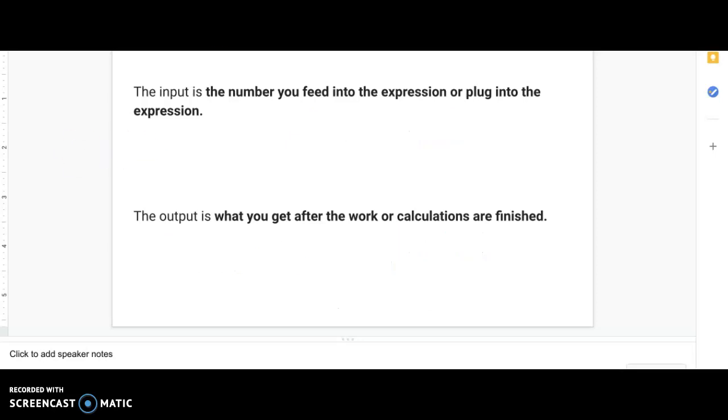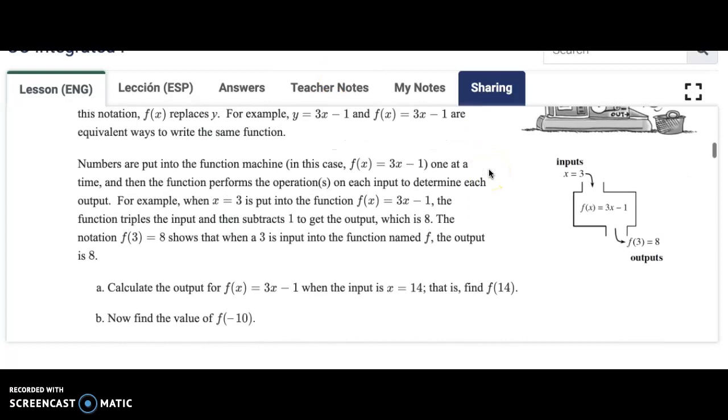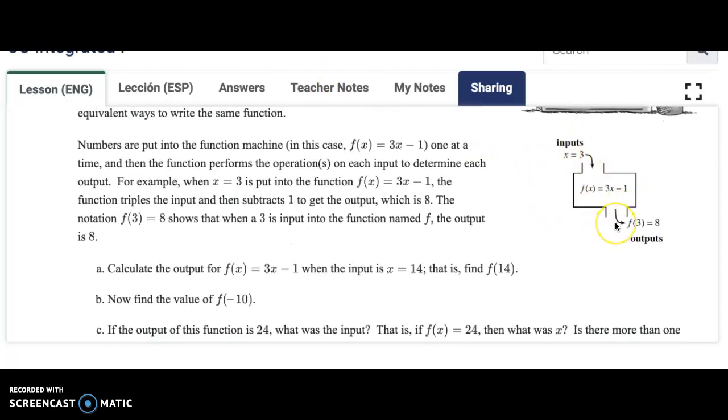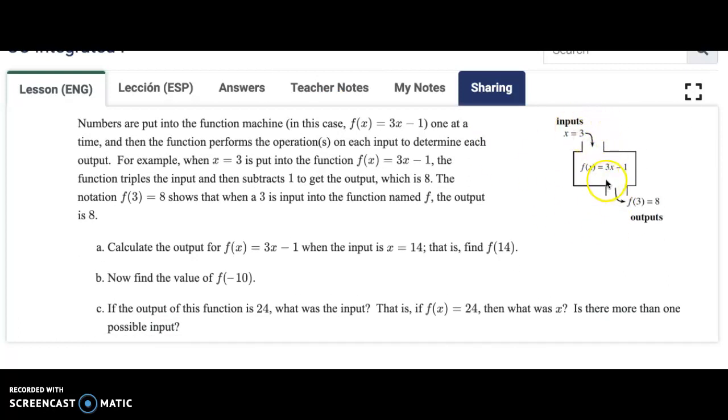So now let's go back over to the book and look at a couple of these examples. So again, we kind of just did this example together. They took a 3, they plugged it in. So if I plug in that 3 right here, 3 times 3. Again, this 3 is the one that we are plugging in, minus 1. So 3 times 3 is 9. 9 minus 1 is 8. That's where they got their output of 8.